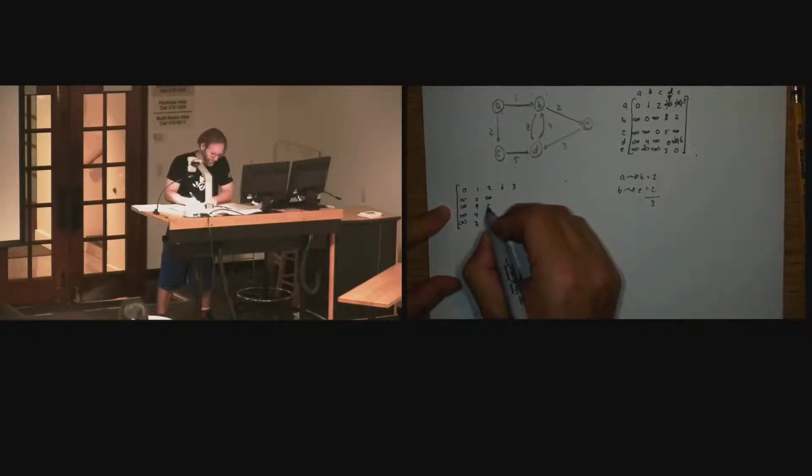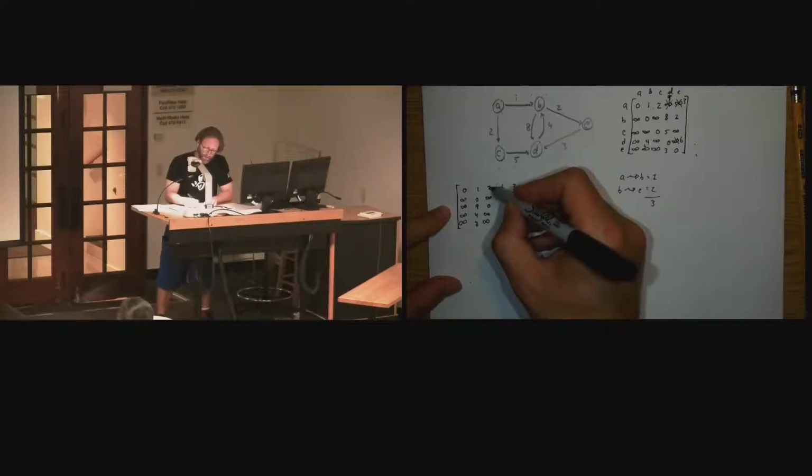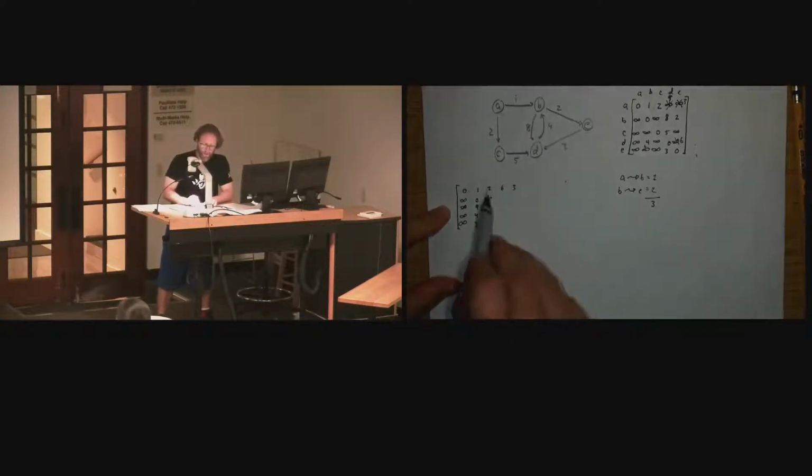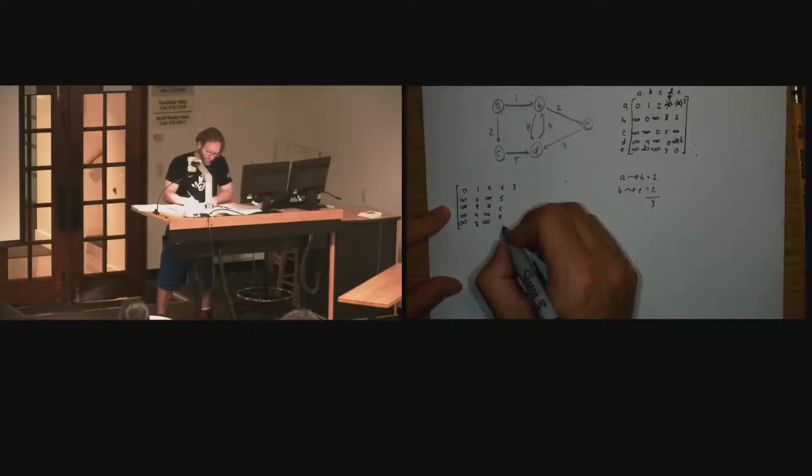Infinite, 0, infinite, infinite. How do you interpret that? I can get to C from A or C by just staying there. So in other words, the only place that I can get to C here is from A. That's the interpretation. 5, 5, 0, 3, 2, 11, 6, and 0.